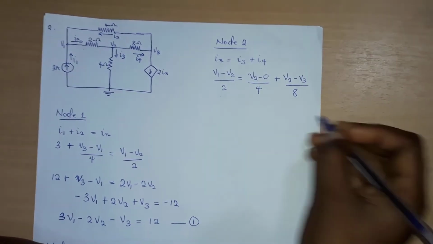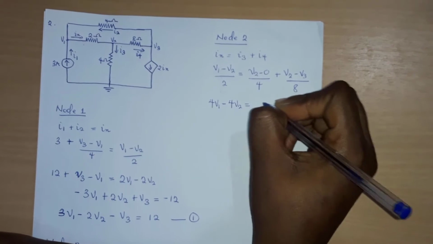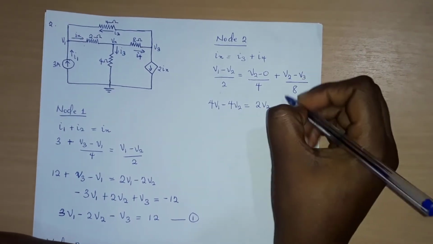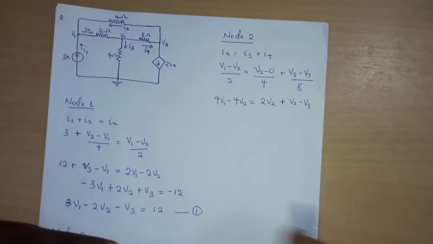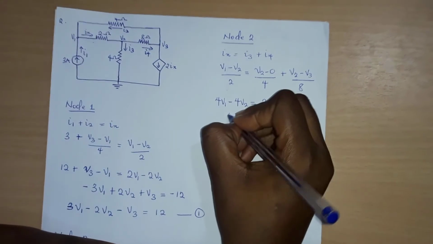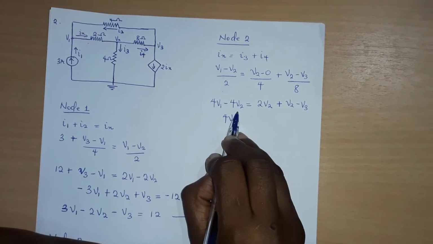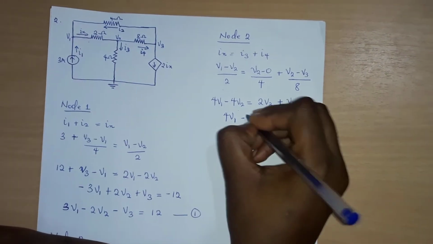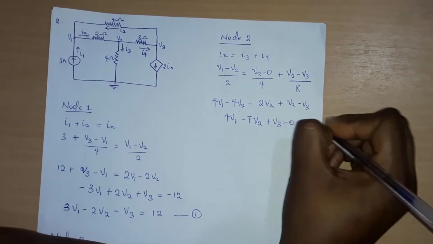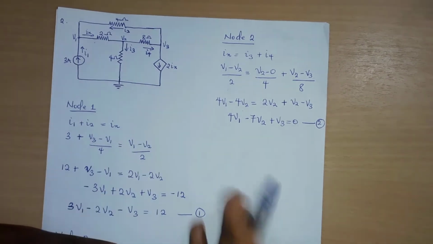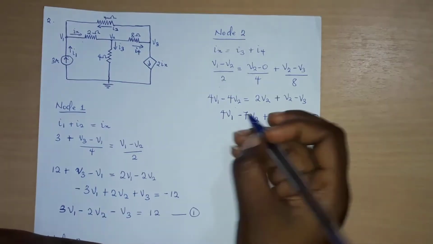So multiplying through by 8, I get 4V1 minus 4V2, giving us 2V2 plus V2 minus V3. Simplifying and arranging the terms, I'm going to get 4V1 minus 7V2 plus V3 to be equal to 0, and this is my second equation. Since we have 3 nodes, we are going to have 3 equations that we will solve simultaneously. So we will analyze node 3.